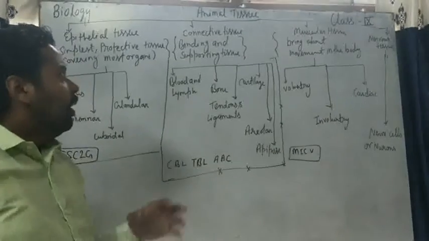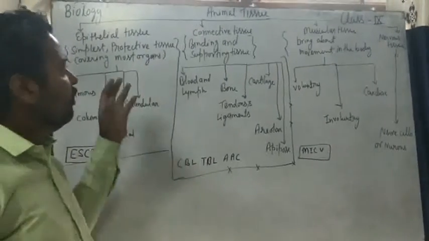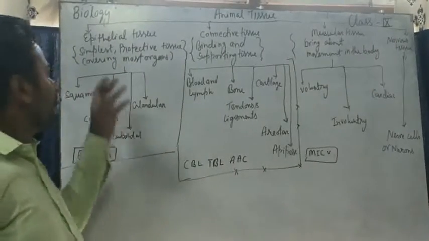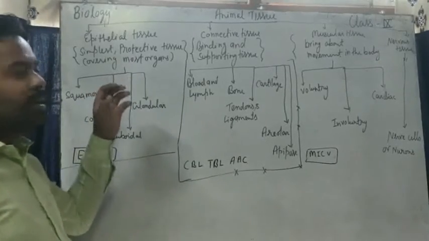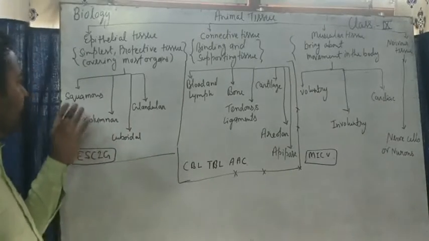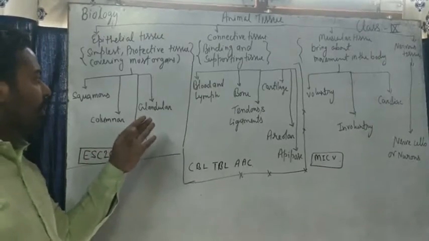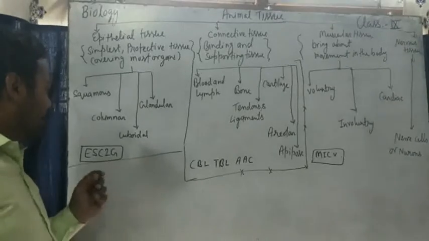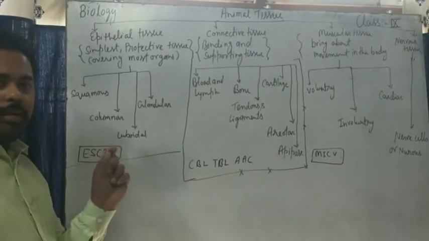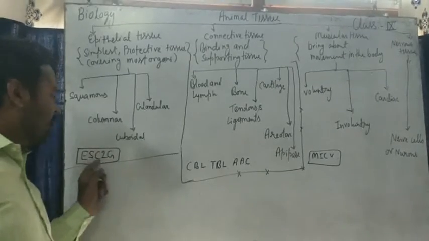First, animal tissue. According to their functions and their occurrence, animal tissues are of four types. Number one is epithelial tissue. Epithelial tissues are the simplest protective tissue and cover most of our organs. They are of four types: squamous epithelial tissue, columnar epithelial tissue, cuboidal epithelial tissue, and glandular epithelial tissue. For this, you need to learn ESC 2G. ESC is a particular key present on our keyboard. From that, you can learn ESC 2G.